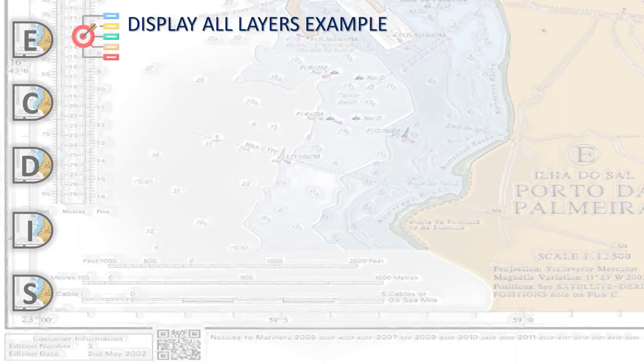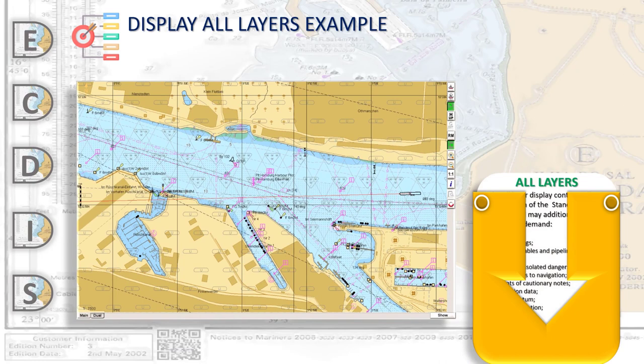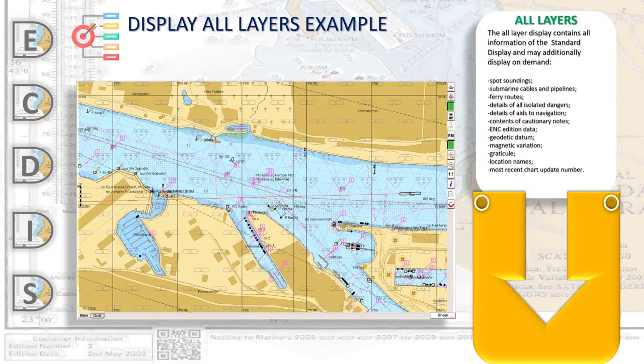The All Layers display contains all information of the standard display and may additionally display some information on demand. If you activate all parameters of this layer, your chart may look overloaded. Here is an example for All Layers overlay.